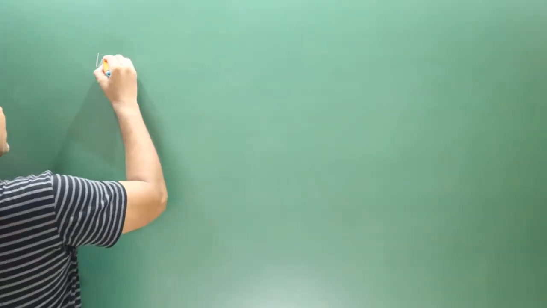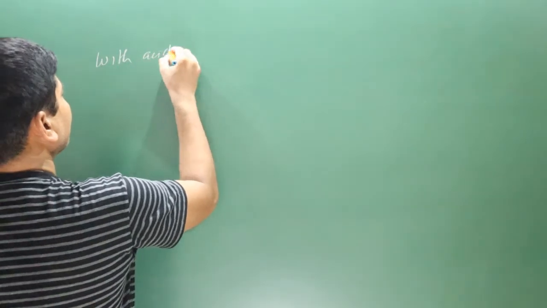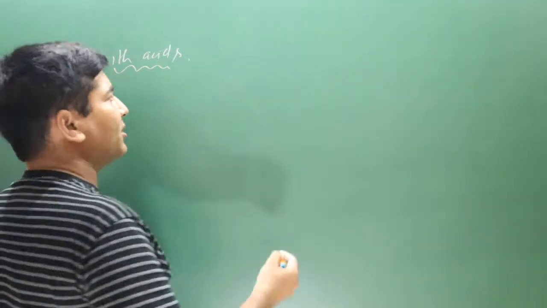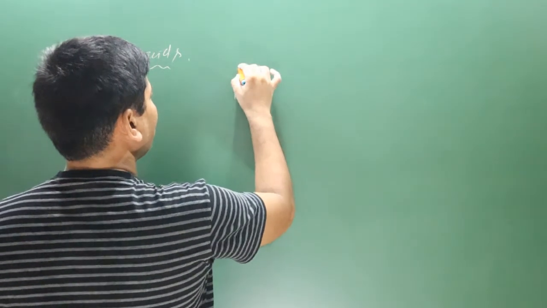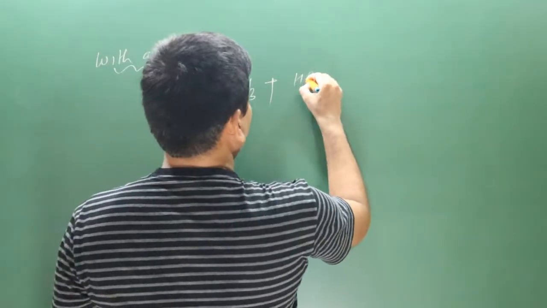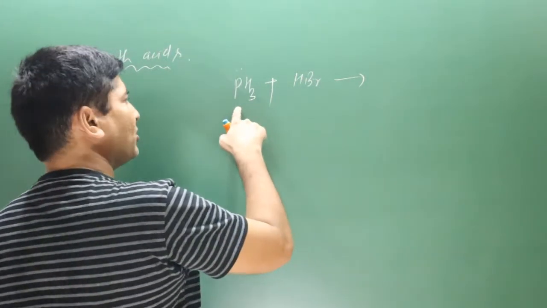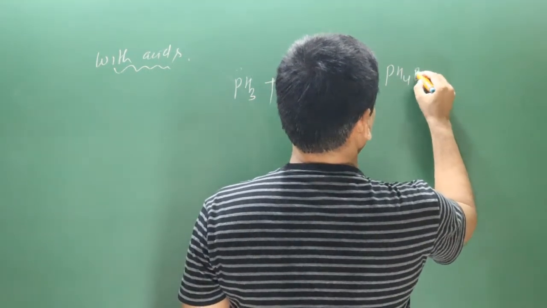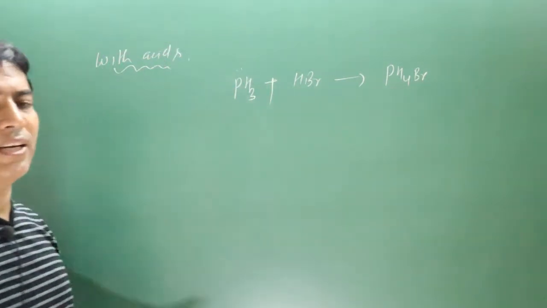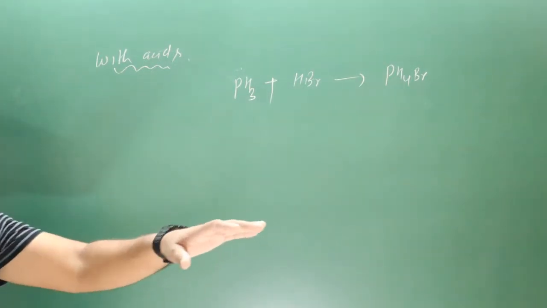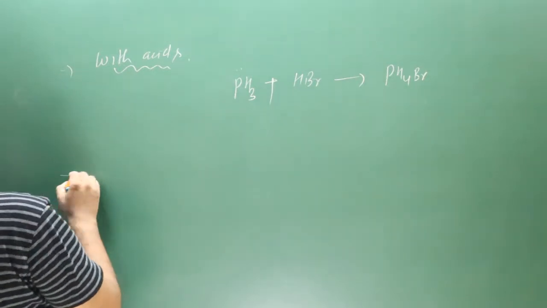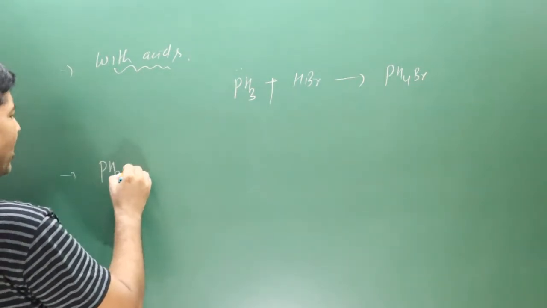Next we have chemical reaction with acid. Phosphine being basic in nature can react with acid to form salt, because acid base reaction is taking place. We have phosphine, basic in nature, and HBr, acid base reaction, then we get salt, PH4Br. Salt is formed like ammonia reacting with HBr, ammonium bromide will be formed, NH4Br.